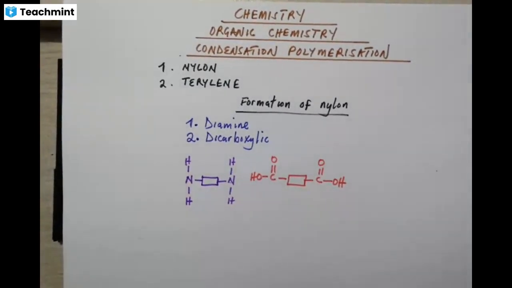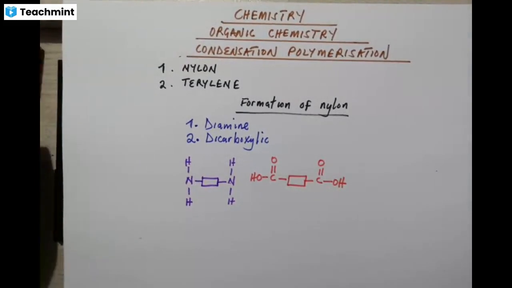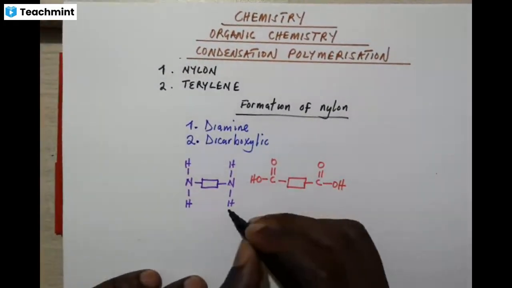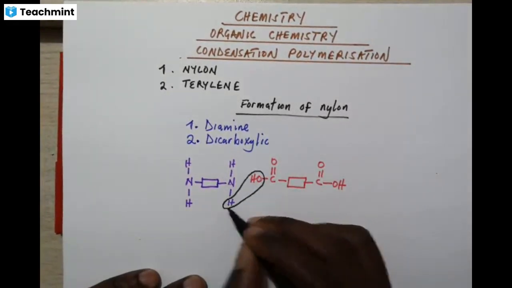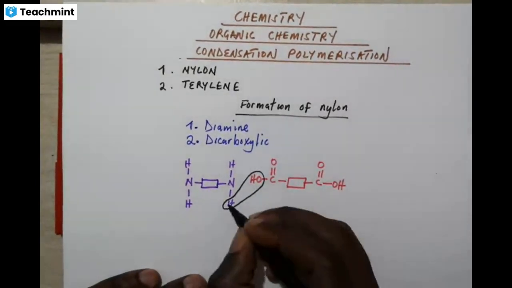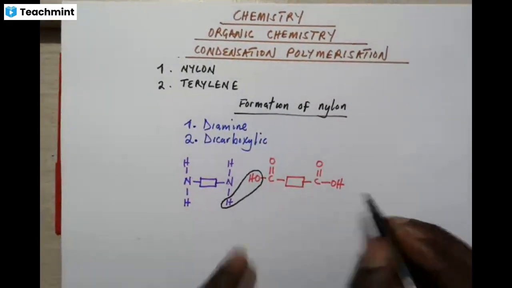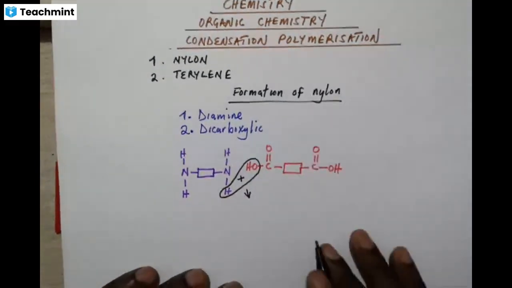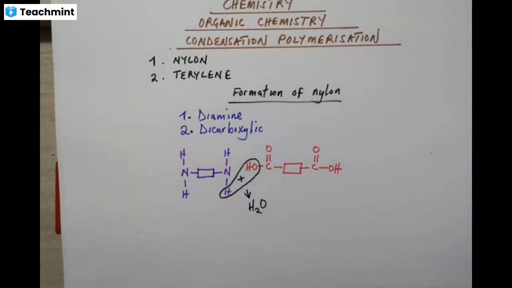So when these monomer units combine, there is elimination of water. How does that process occur? So this is what is going to happen. The hydrogen from the diamine and the OH from the dicarboxylic acid will react to form water. So that is how water is eliminated.